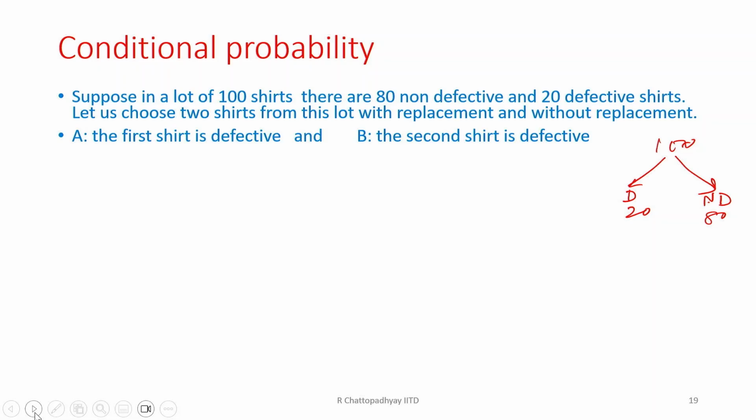The event we are describing: the first shirt is defective. We choose two shirts from the lot, with replacement and without replacement, one after the other. A, the event is the first shirt is defective. So the first pick is going to be defective. And B, the second pick is also going to be defective.